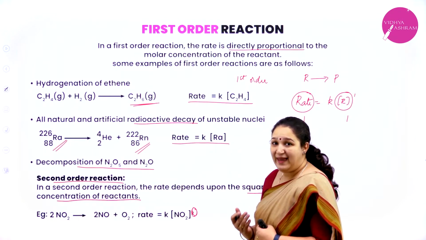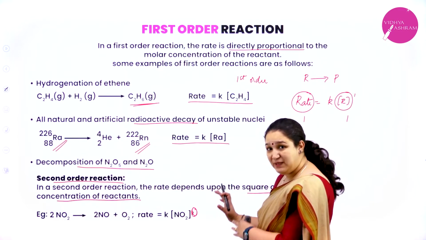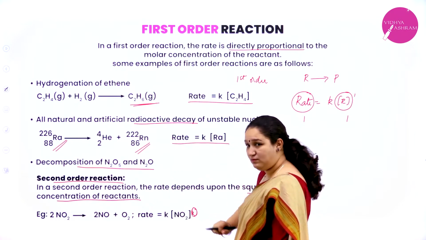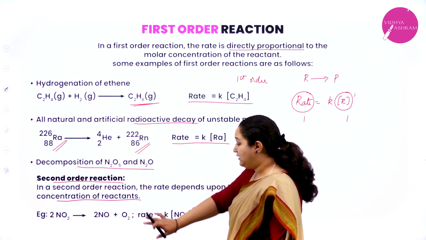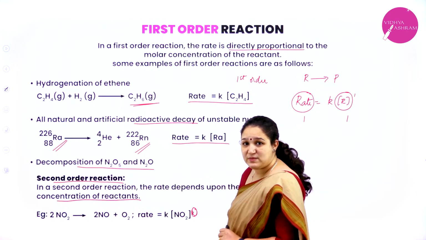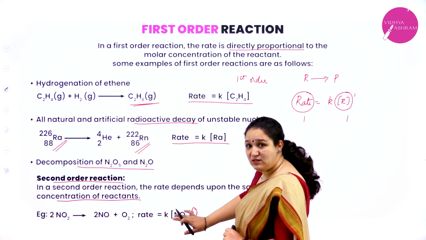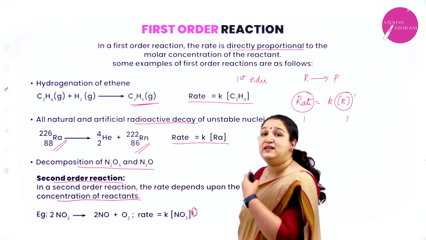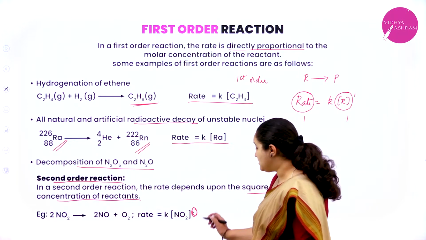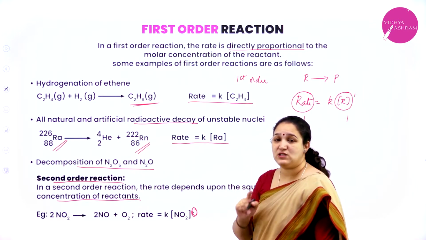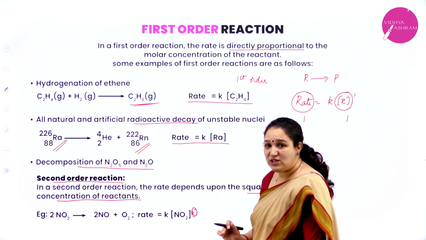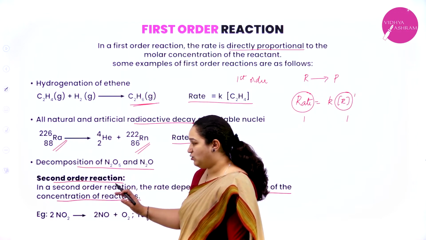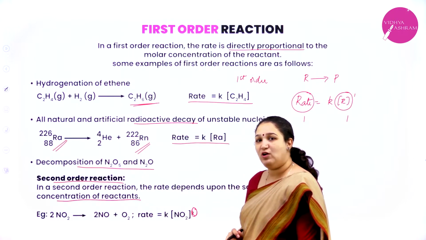Or if I have to explain what exactly it means, if we increase the concentration of the reactant 2 times, the rate will increase by 4 times. If I increase the concentration of the reactant by 3 times, the rate will increase by 9 times. That is the meaning of square of the concentration of the reactant. So such reactions we call second order reactions. You just need to know the definition and one example for both.